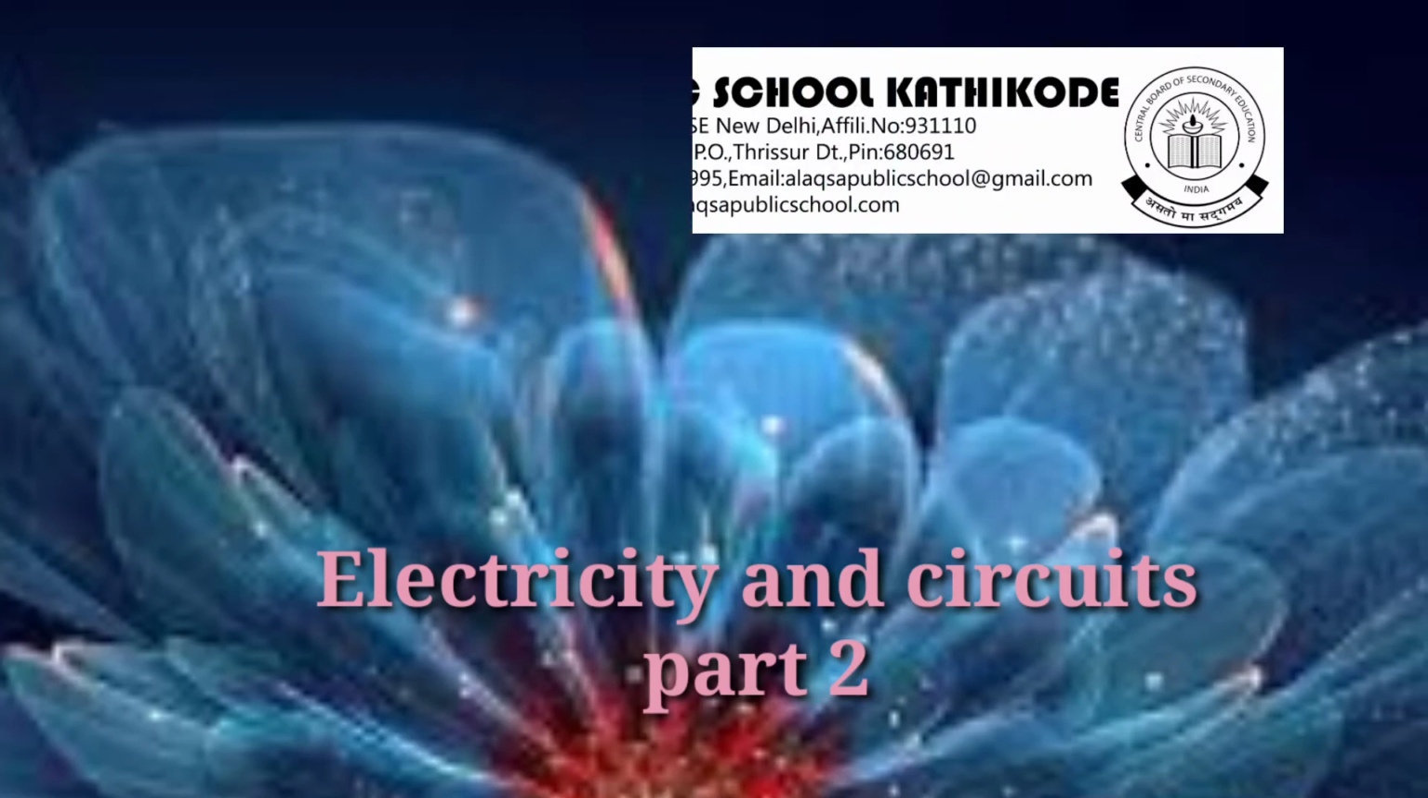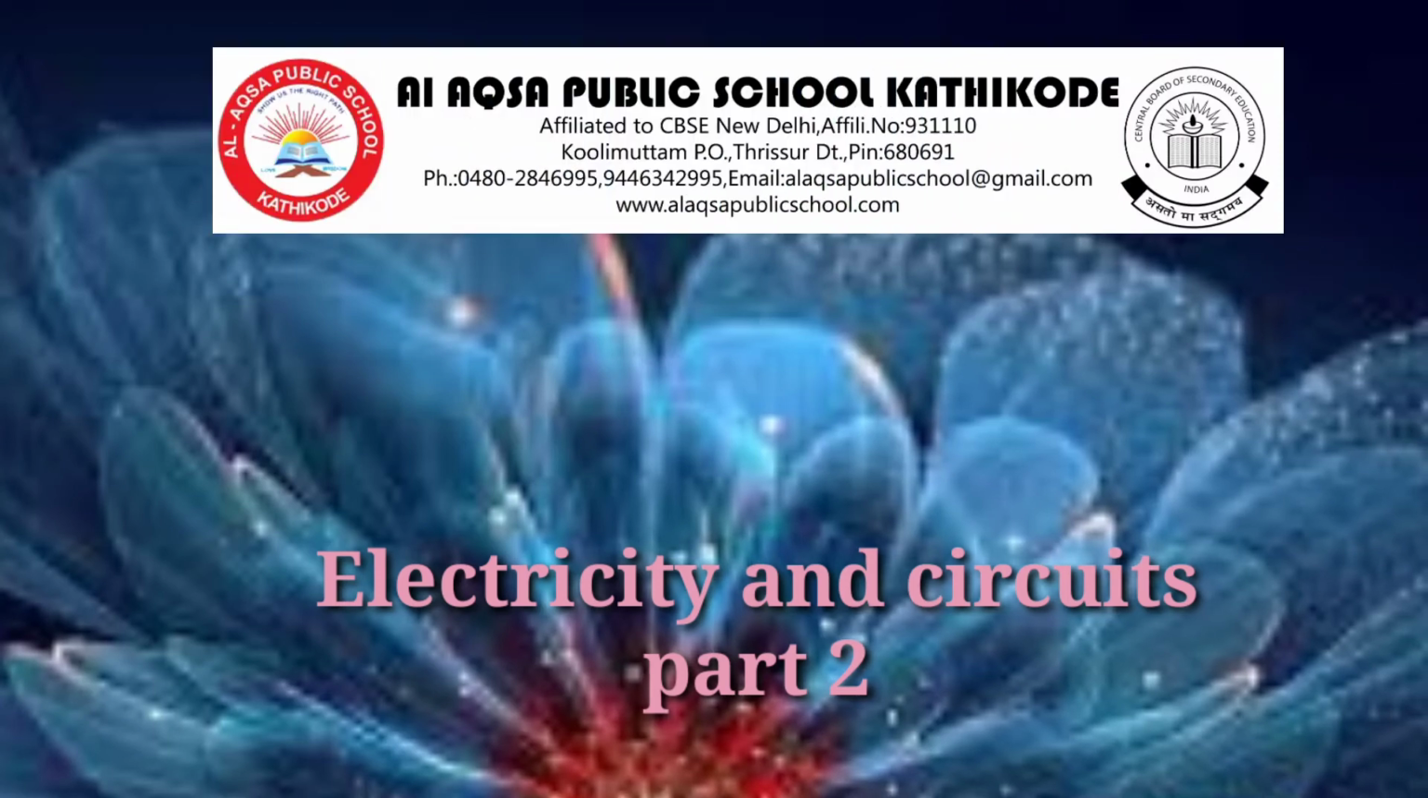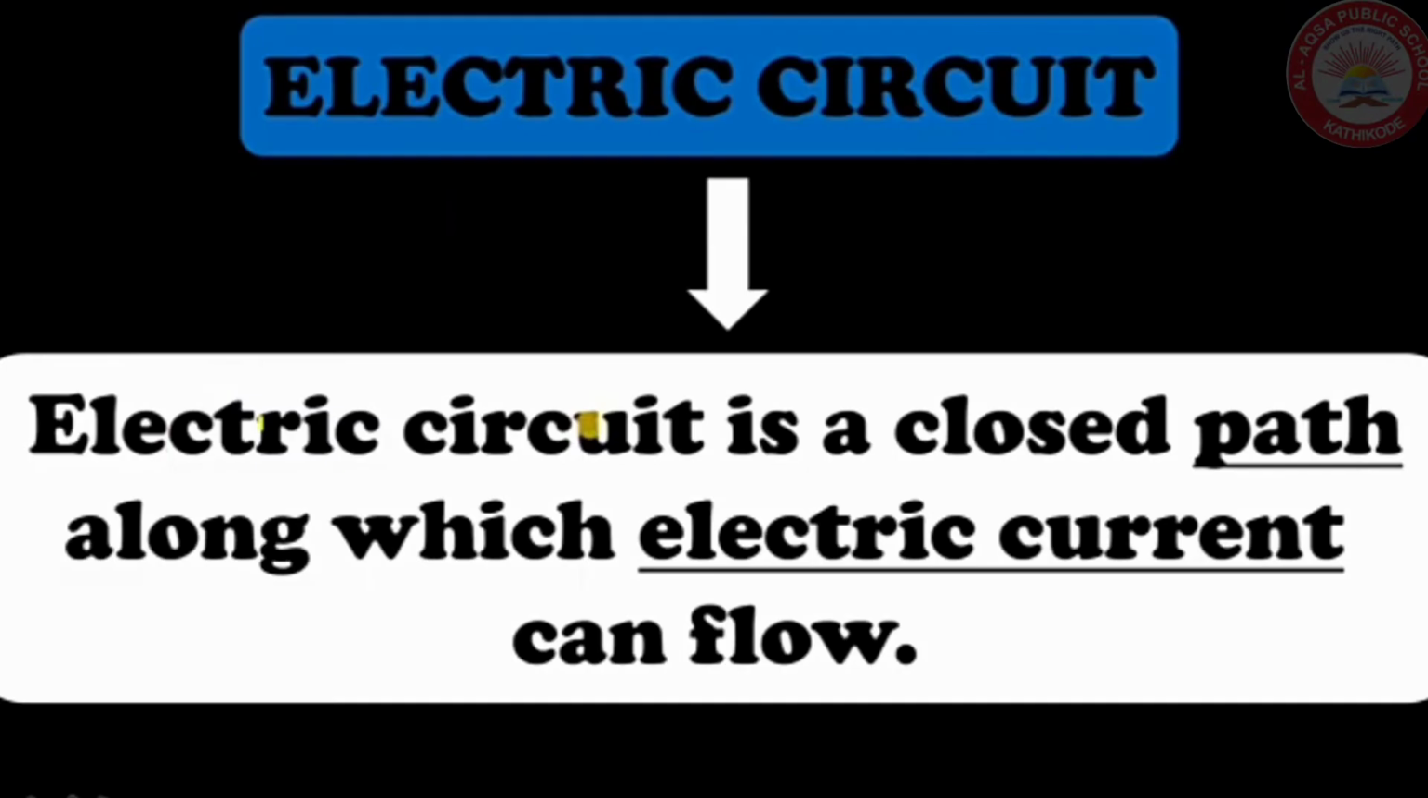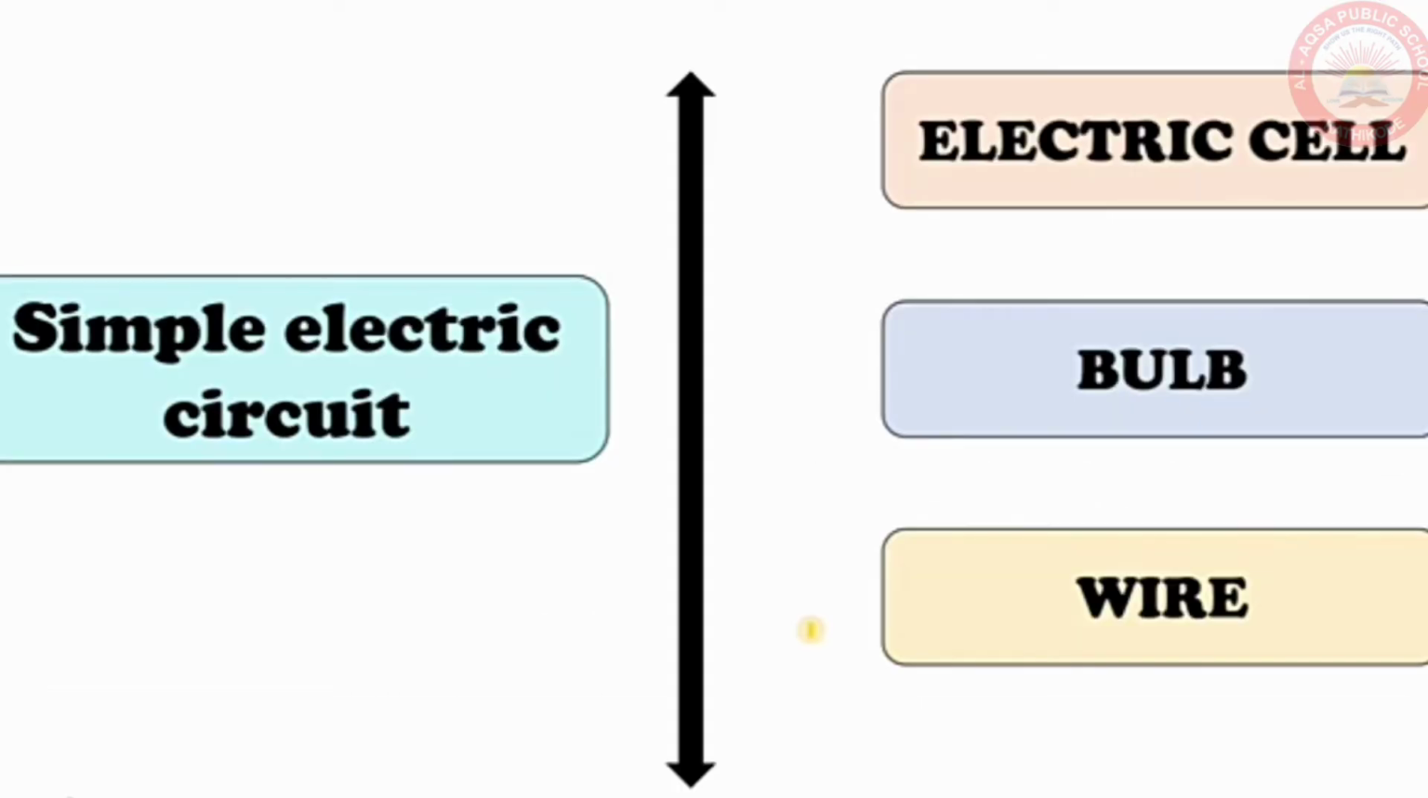Hi children, today we will discuss electricity and circuits, part 2. In the last class we discussed an electric cell and a bulb. Now we will discuss the electric circuit. An electric circuit is a closed path along which electric current can flow. To make a simple electric circuit, we need an electric cell, a bulb and wires.